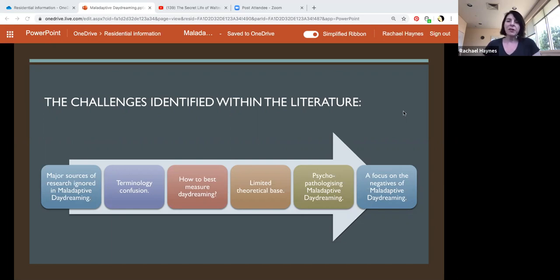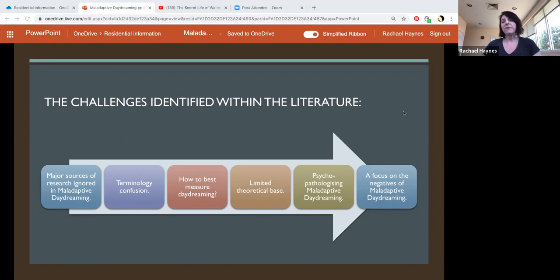Then the story that emerged next was that there was a limited theoretical base. There were only 15 maybe articles on maladaptive daydreaming. There was quite a bit more on normal daydreaming, but not so much on maladaptive daydreaming. So that was encouraging, that my research could fit a gap that was needed.